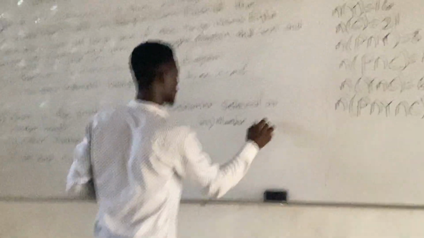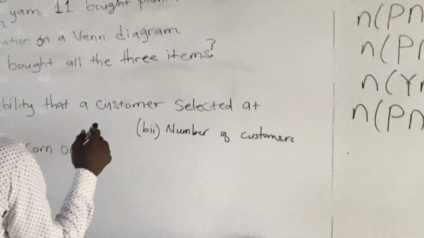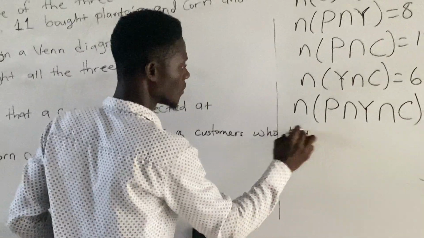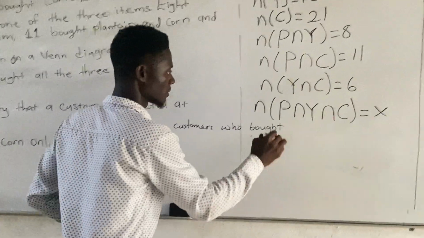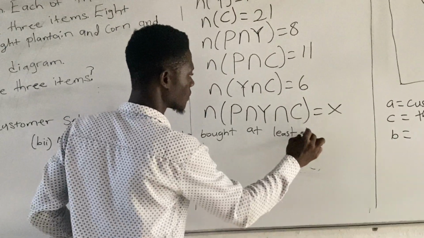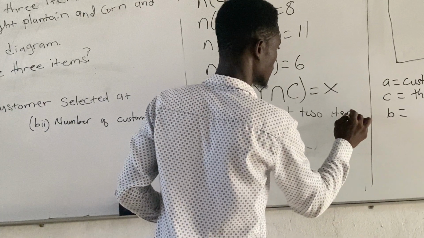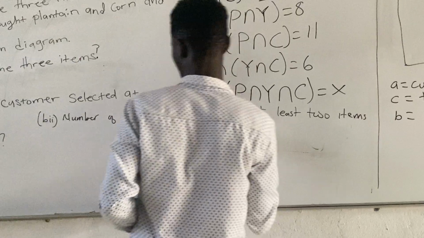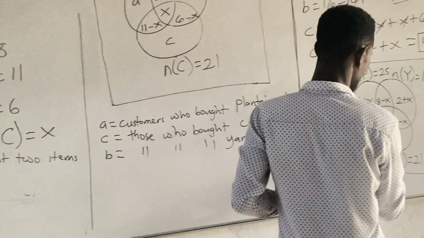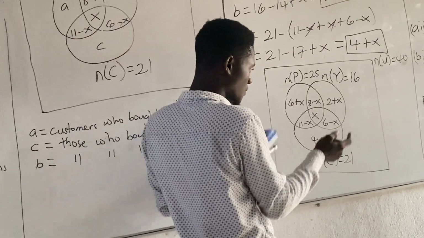Number of customers who bought at least 2 items. Equal. Now, the number of customers who bought at least 2 items will again be from 2 to the highest. The maximum here is 3. So that means this region plus this region.